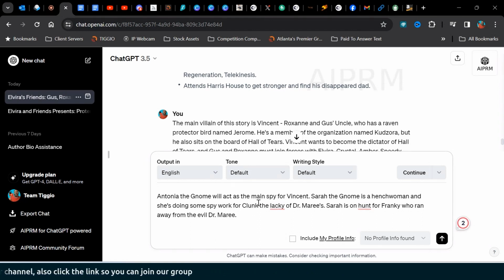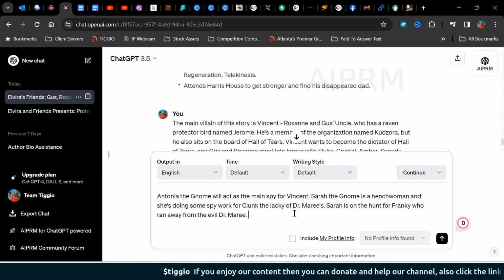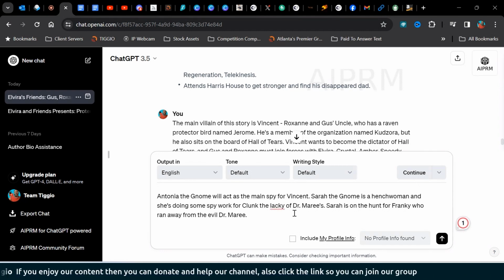All right. So when you read the book Elvira and Friends, Portrayals and P-Funk, I'm not speaking too much about that because that book is coming to fruition. I'm just showing you how I'm outlining this book, coming up with stuff on the dot.